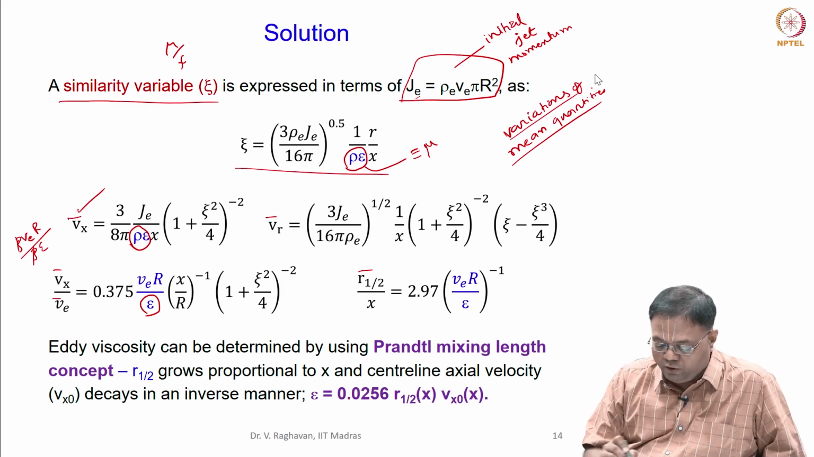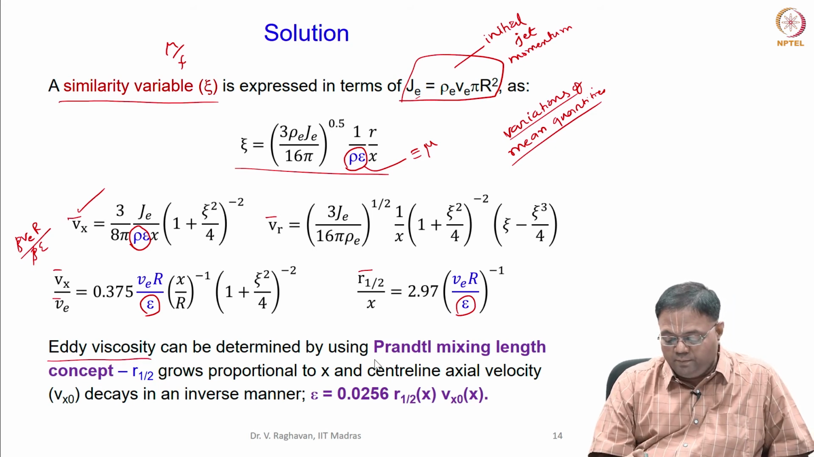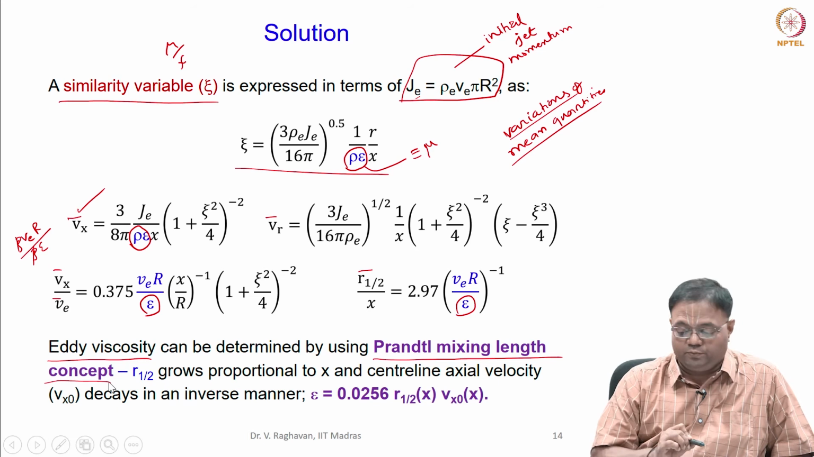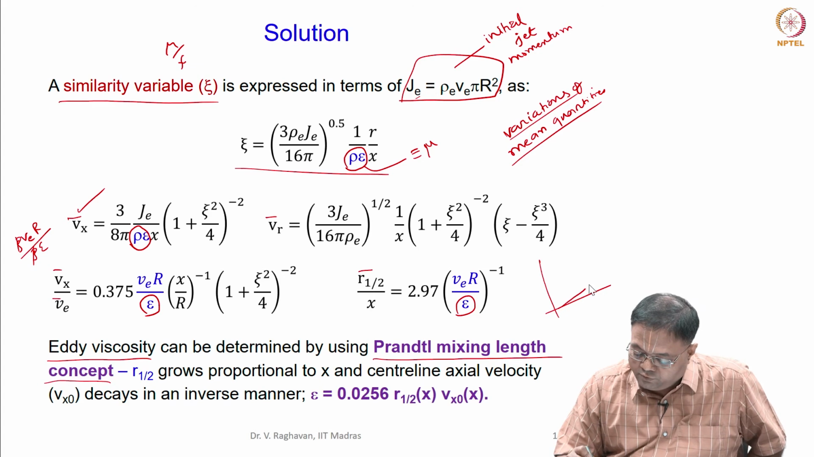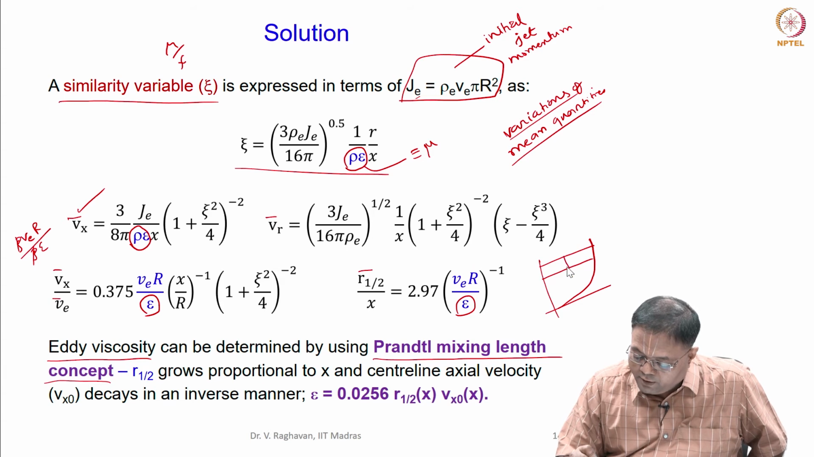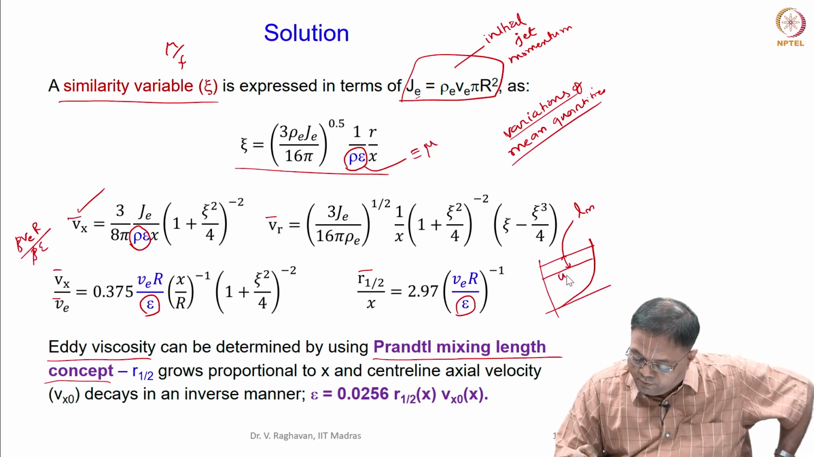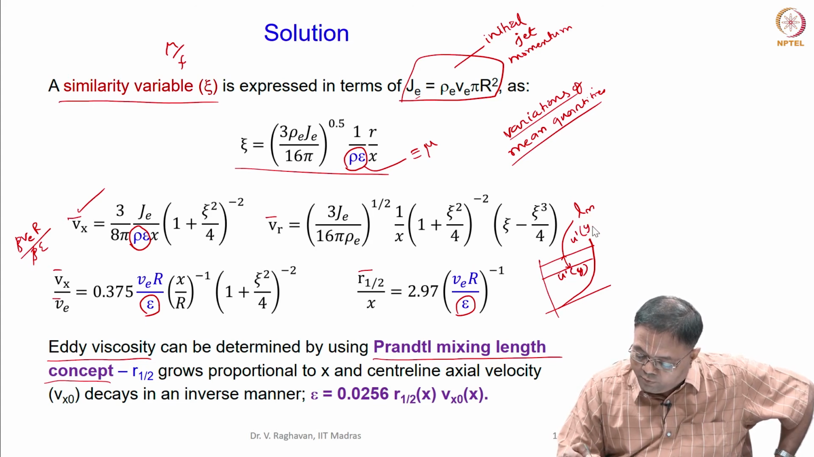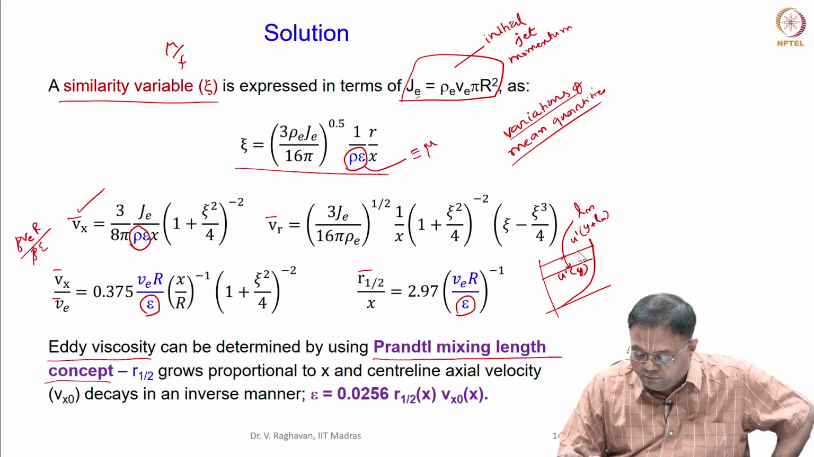However, the only problem is how to evaluate this value epsilon. The eddy viscosity can be determined by the Prandtl mixing length concept, as I told you. Prandtl postulated a length called the mixing length. If you take a velocity variation like this, this is LM, the mixing length. For example, the velocity may be u dash here at a particular y, and u dash at y plus LM.